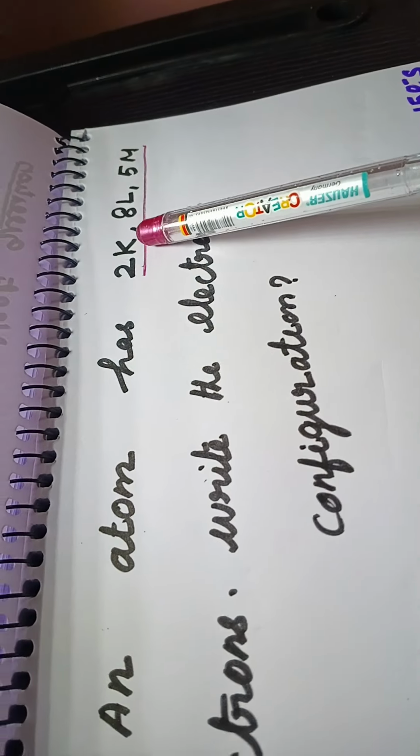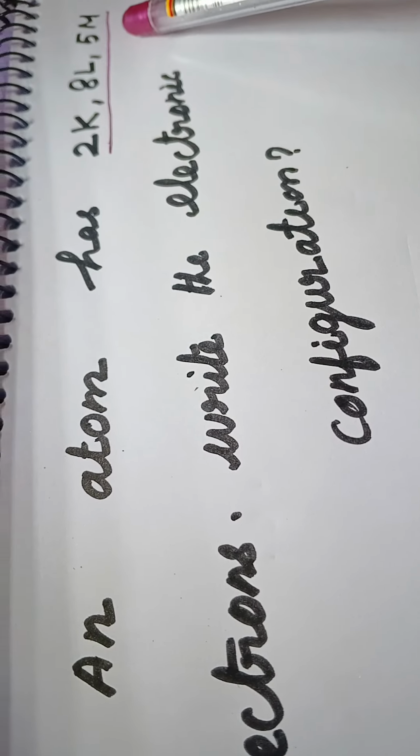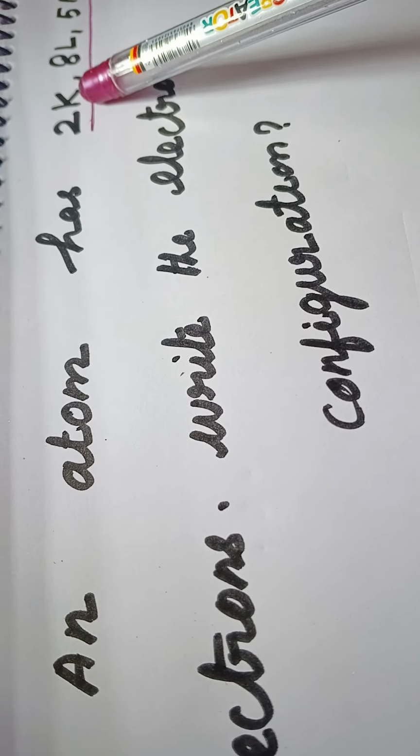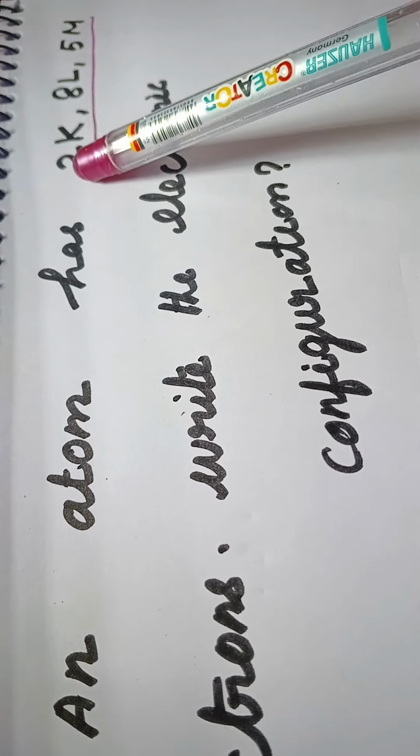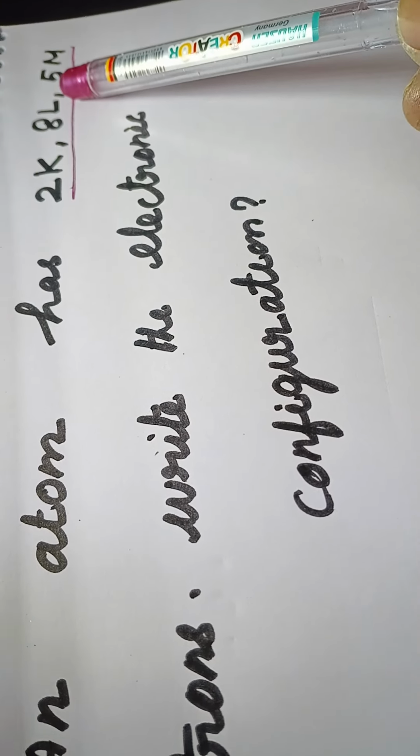Question number 2: An atom has 2K, 8L, 5M electrons. Write the electronic configuration. Here only you will get confusion. What is the meaning of this one? K shell is having 2 electrons, L shell is having 8 electrons, M shell is having 5 electrons.